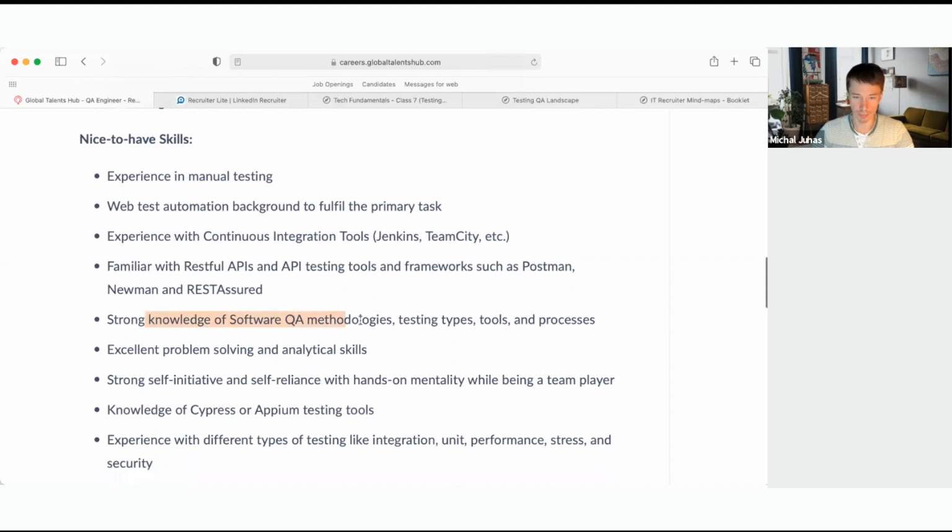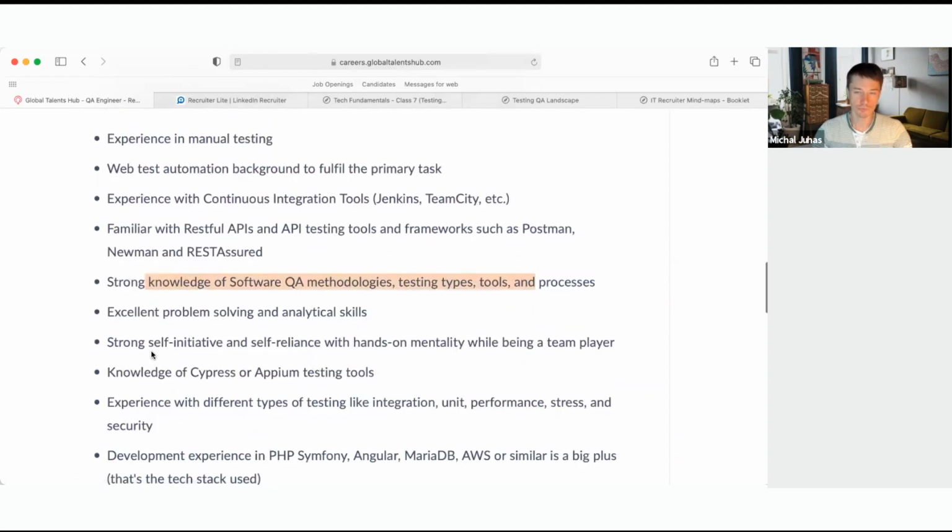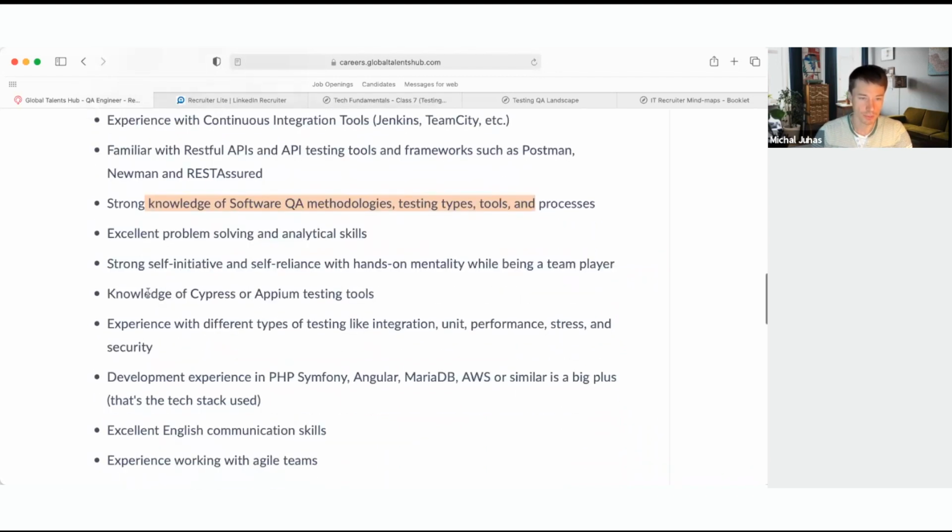Strong knowledge of QA methodologies, testing types, tools. And there is a difference between the testing in waterfall methodology and agile testing. I have this slide that I can show you in a second. And what else? Knowledge of Cypress and Appium testing tools.